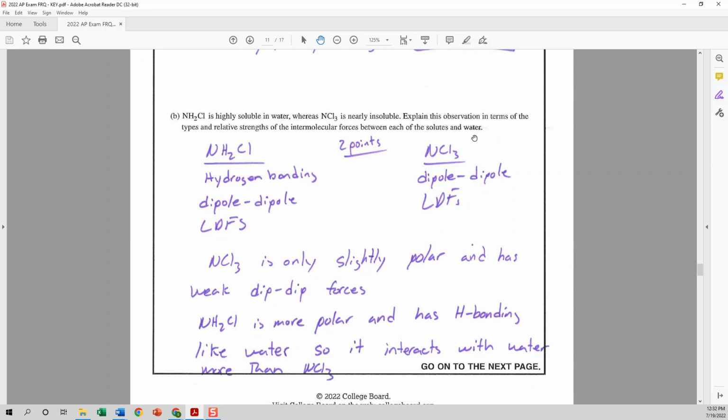I probably needed to mention more about water's attributes, but let's see. So I just kind of listed each compound's IMFs. So the NH2Cl is polar with a FON bond, so it has all three: hydrogen bonding, dipole-dipole interactions, and London dispersion forces. LDFs, London dispersion forces. So let's go see what VLOs these are.